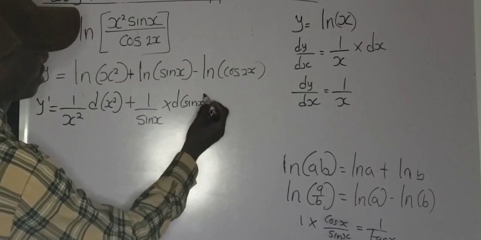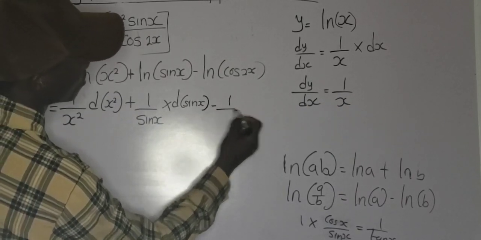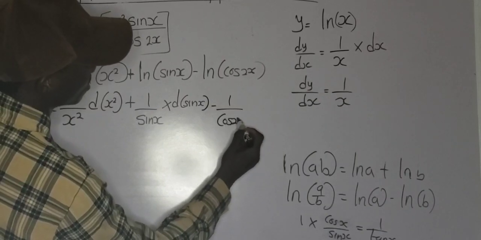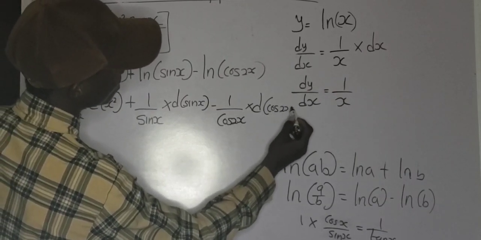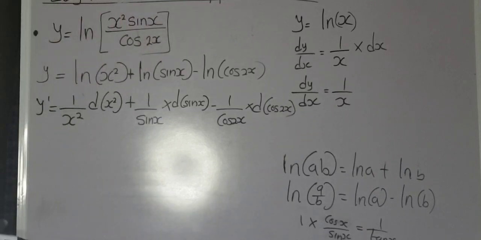Should be here: minus inverse of the function inside the bracket, multiplied by the derivative. Derivative of cos 2x. Please, I want you to understand, okay? When you are given a logarithmic function, the first step is that you are going to apply this rule. After applying this rule, the next step is that we are going to take the inverse of the function inside the bracket and then multiply it with the derivative. That is how to find the derivative of a logarithmic function, okay? So let us proceed.